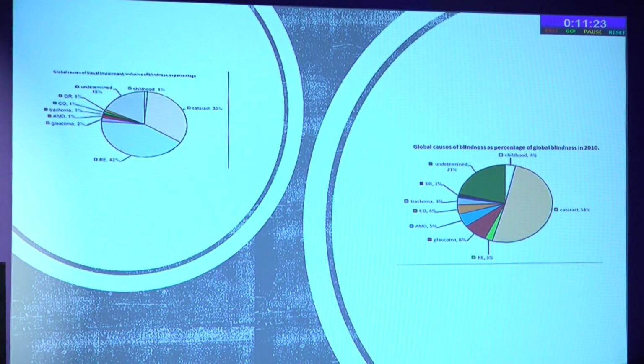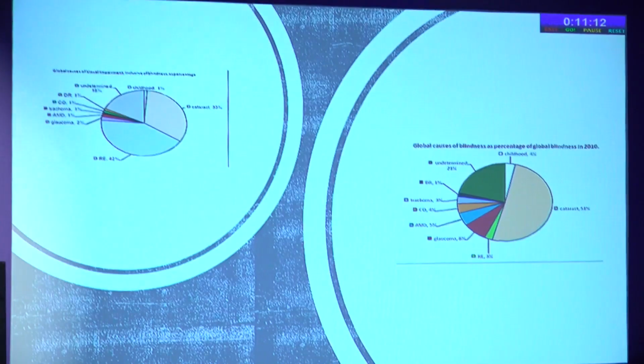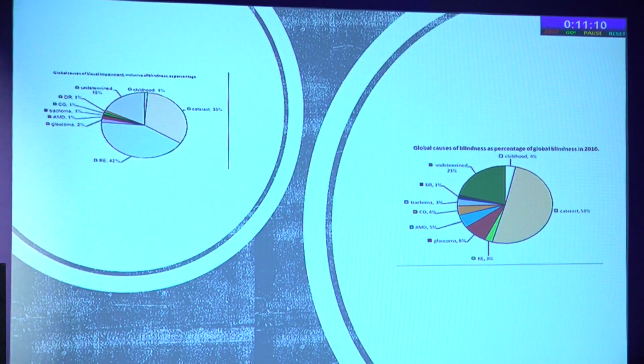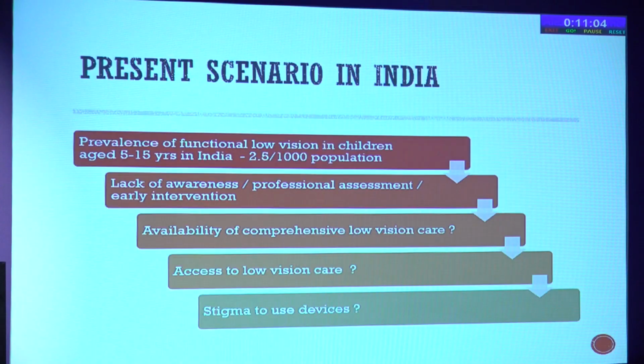And also, when we see the causes of blindness as a percentage of global blindness, cataract is the maximum, both in total blindness and vision impairment, followed by refractive errors and many other causes, including corneal, ROP, and retinal causes, including age-related macular degeneration.